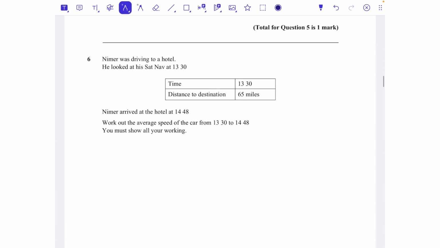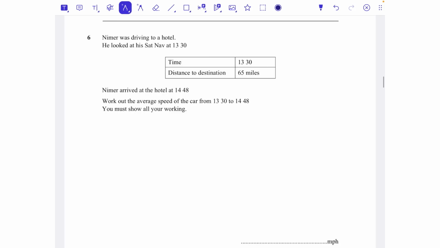Question number 6, Nima was driving to a hotel. He looked at his sat-nav at 1:30 and it said the time is 1:30, the distance to your destination is 65 miles. Nima arrived at the hotel at 2:48. Work out the average speed of the car from 1:30 to 2:48. So first we need to work out how long that's been. Let's draw our triangle as well. Speed, distance, time.